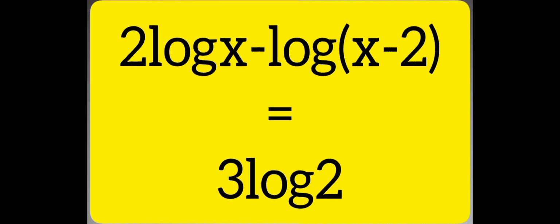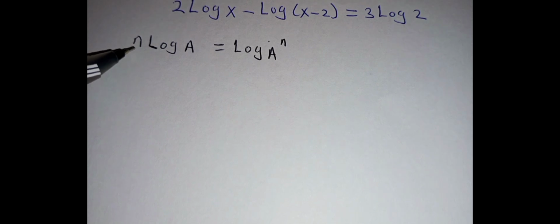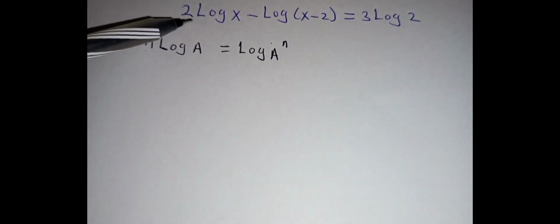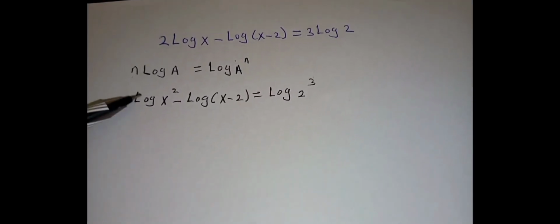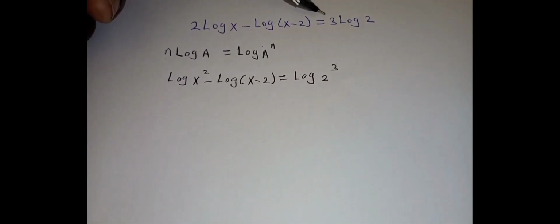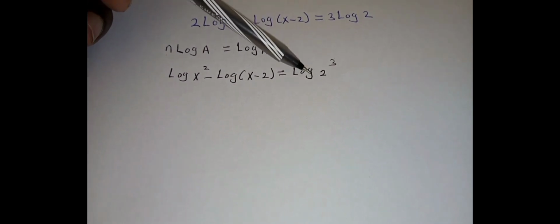We are going to solve for x in 2 log of x minus log bracket x minus 2 is equal to 3 log of 2 by use of the following laws of logarithm. We are going to rewrite 2 log of x by use of this law, whereby when the index is in front of the logarithm, we can bring it up here. So this part will become log of x squared, and also the last part here will become log of 2 cubed. 2 cubed is 8.